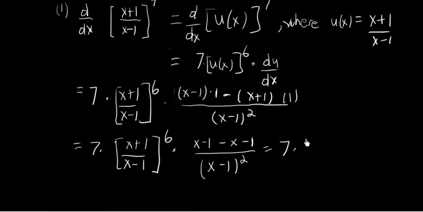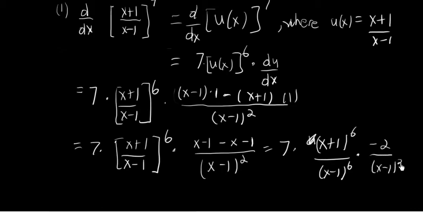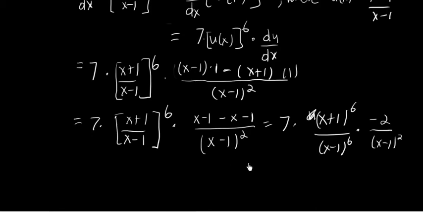Well, let me go ahead and rewrite all this stuff here. So x plus 1 to the 6th power over x minus 1 to the 6th power times negative 2 over x minus 1 squared. So now we're ready to group these factors together. So we have negative 14 x plus 1 to the 6th. In the denominator we have x minus 1 to the 8th power.